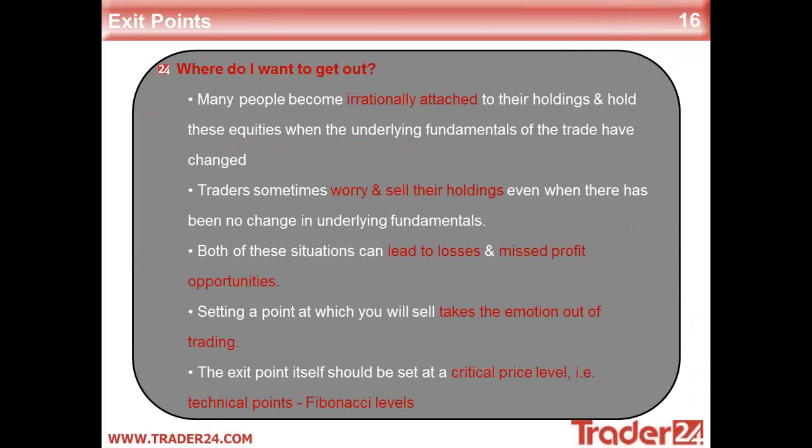Okay, so I've said here the exit point itself should be set at a critical price level. Once again, I've gone back to Fibonacci levels, but you could use horizontal support or resistance, or in fact trend lines as well. There's a multitude of different ways to get in and out of these things. But really, what I'm trying to teach you here is it's more about the discipline of what the relevance of that particular trade would have on the actual portfolio itself in terms of money.